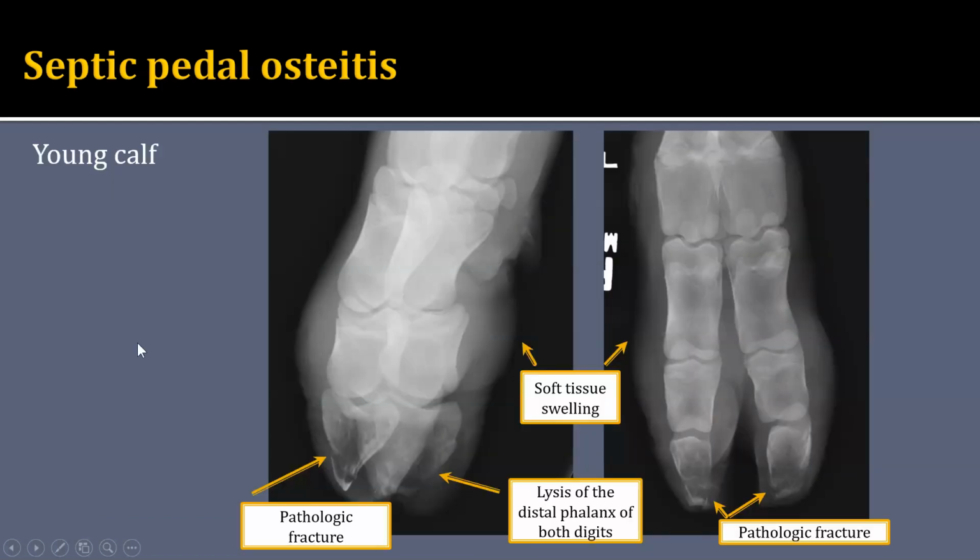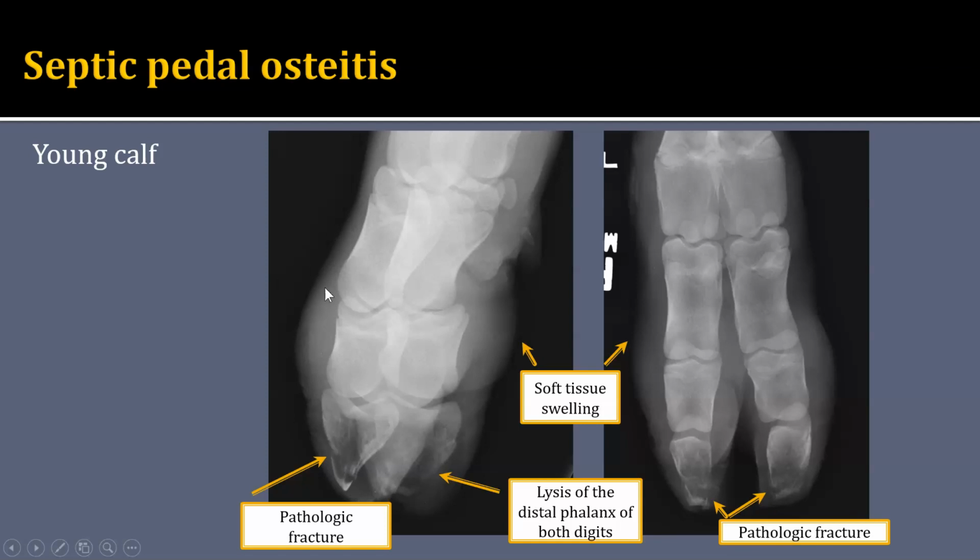Here's an example of septic pedal osteitis in a young calf. This calf had trauma to the claws. And on the lateral and DP views here, I want you to look at these distal phalanges. Both of them are abnormal. Lots of lysis involving the toe area here. Some of the lysis is more punctate permeative, some of it's more geographic. Now, associated with this lytic process in both the third and fourth digits of the distal phalanx, there are associated pathologic fractures. So that's what these small fragments are.